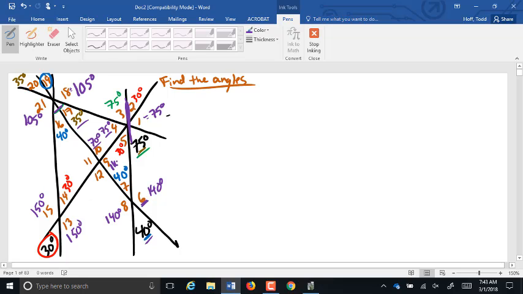9 has to be 110. There's 2 ways we can look at that. It makes a line with the 70, or again, these 3 angles add up to 180 for a triangle. So then this one is 70, 110. And I believe that's all of them.